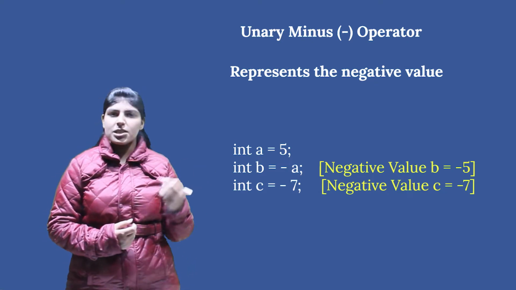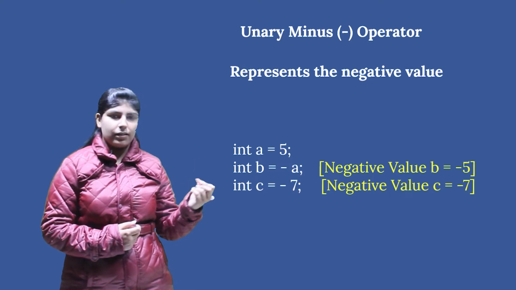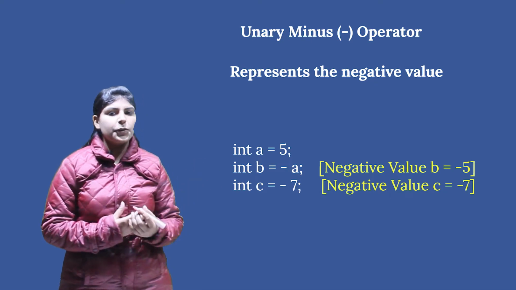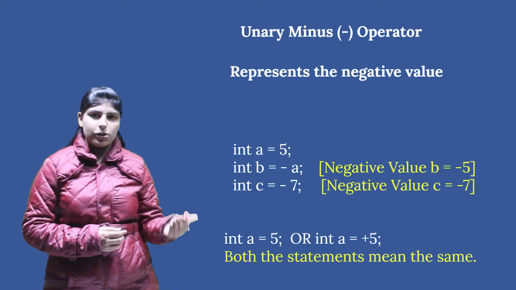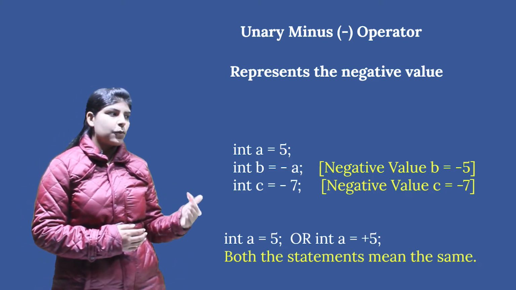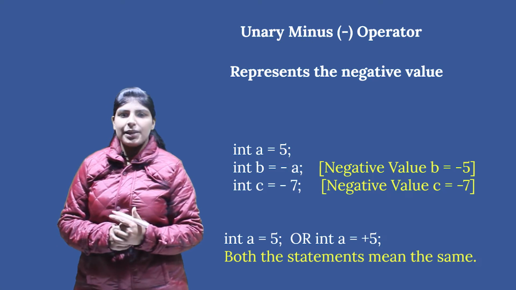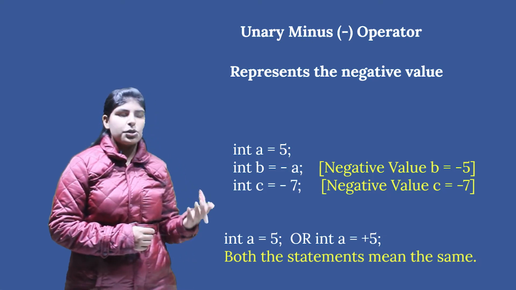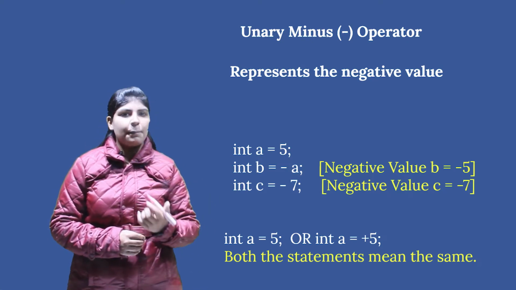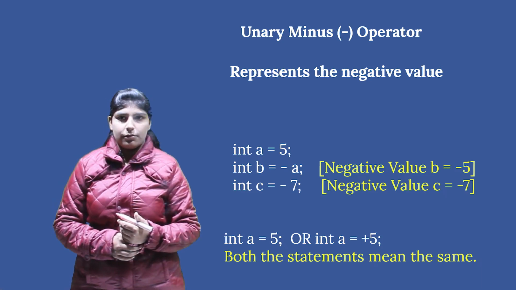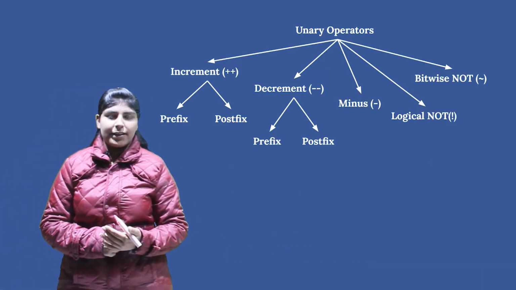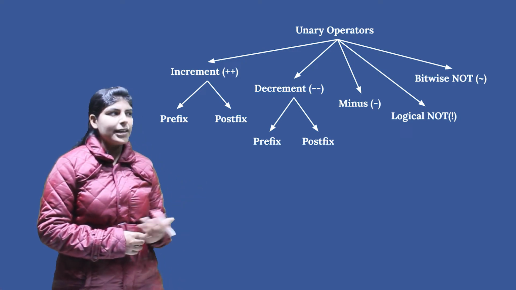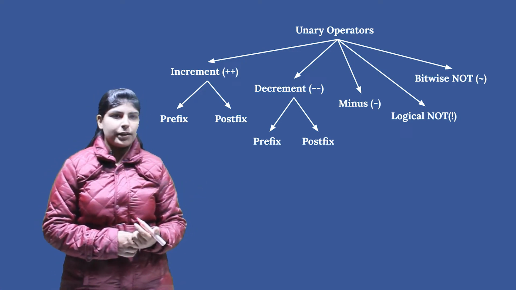So here I am taking just one operand. -7, I have a single operand. So this is a unary operator. If I write int a = 5 or I write int a = +5, both of them mean the same. So we do not use unary plus because by default the number is considered to be positive. Next we have logical NOT and bitwise NOT operators as unary operators. We'll study each of them in logical and bitwise operators respectively.